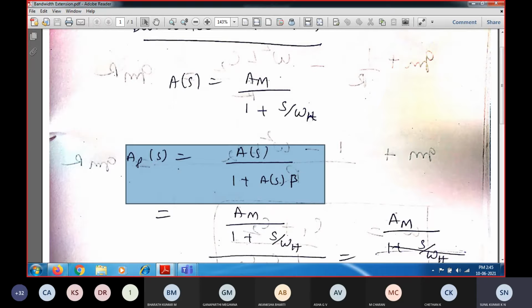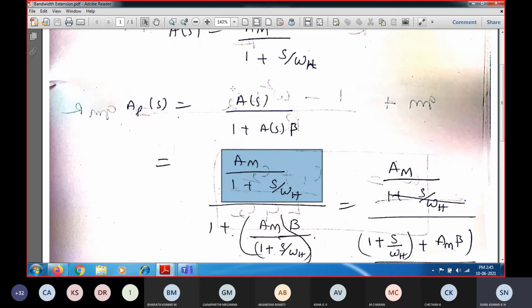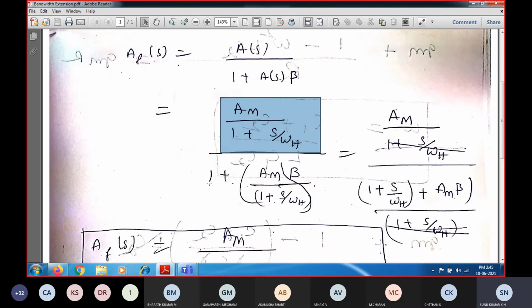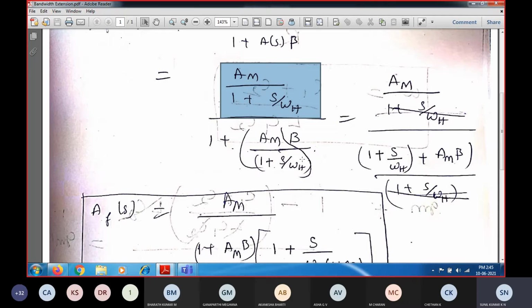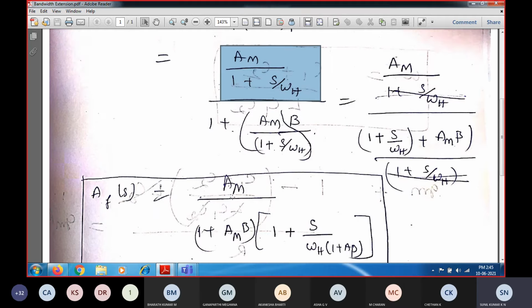So substitute the value of A(s) as this expression. A_M divided by 1 plus s by omega_h in the numerator, and 1 plus beta into A(s), that is beta into A_M divided by 1 plus s by omega_h, in the denominator. Simplifying, I take 1 plus s by omega_h as common in the denominator, plus A_M into beta. The 1 plus s by omega_h terms get cancelled, and I take A_M as a constant over here.